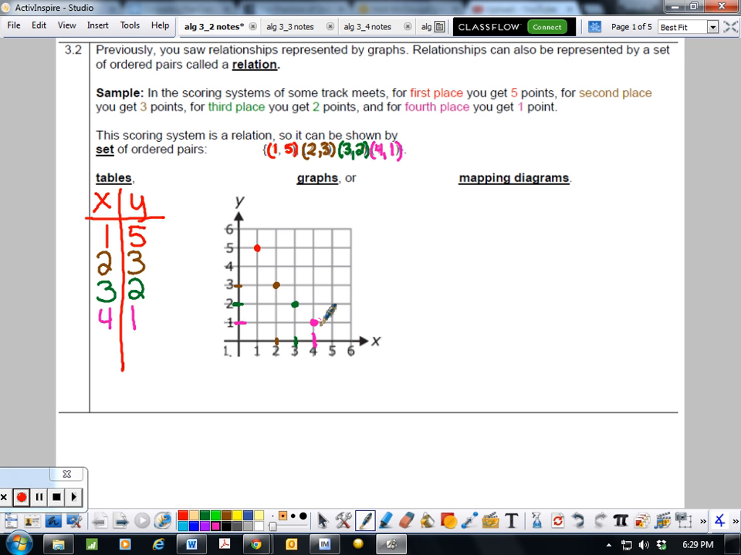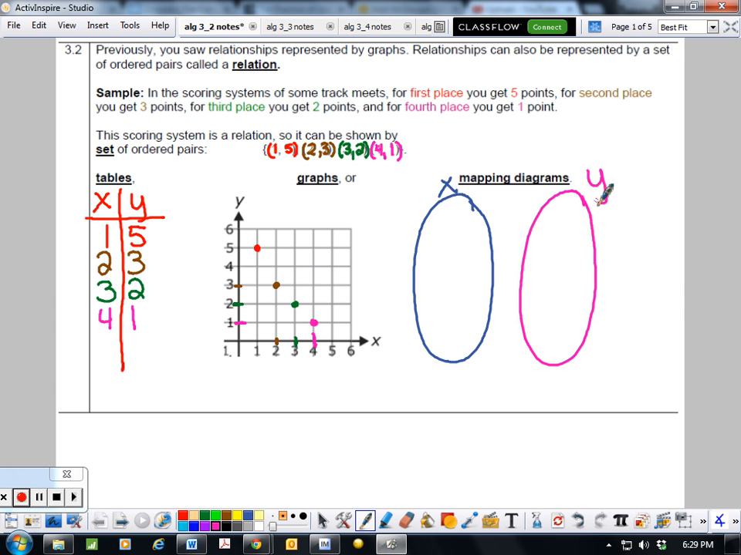So we've shown it as ordered pairs, a table, a graph, and then we even have what we call a mapping diagram. Our mapping diagram takes these X values and puts them in a circle, and then takes my Y values and puts them in a circle, and then I show the relationship between them. So for my X value of 1, I ended up with a Y value of 5. And I draw an arrow to show when I put in 1, I end up getting out 5.